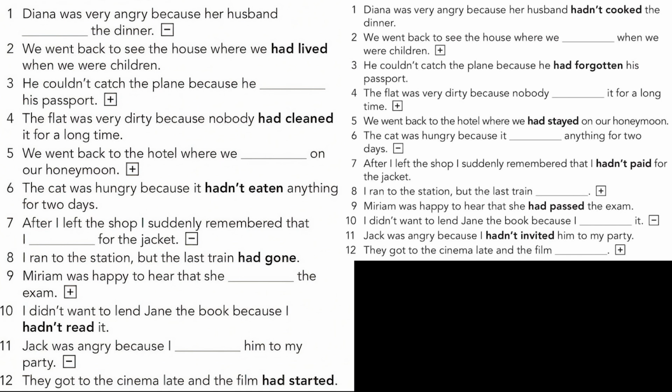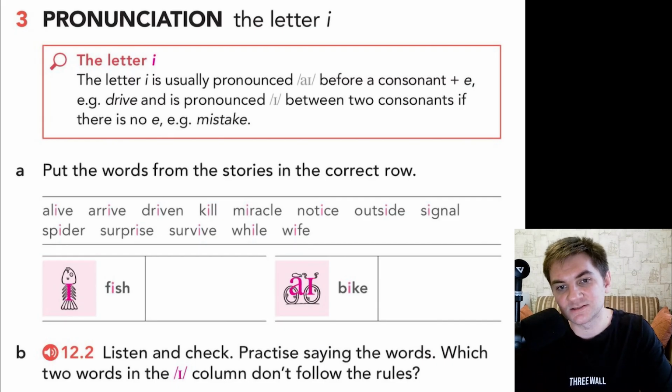7. After I left the shop, I suddenly remembered that I hadn't paid for the jacket. 8. I ran to the station, but the last train had gone. 9. Miriam was happy to hear that she had passed the exam. 10. I didn't want to lend Jane the book because I hadn't read it. 11. Jack was angry because I hadn't invited him to my party. 12. They got to the cinema late and the film had started.